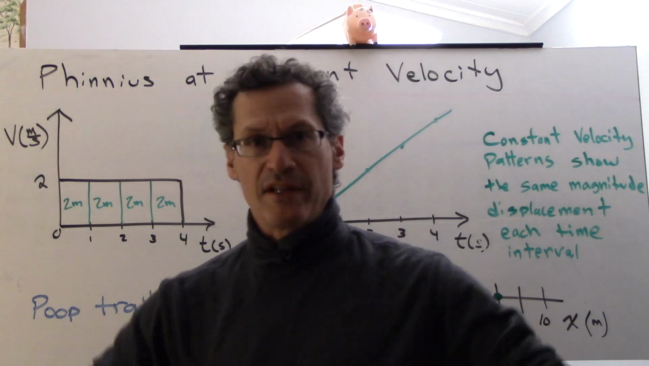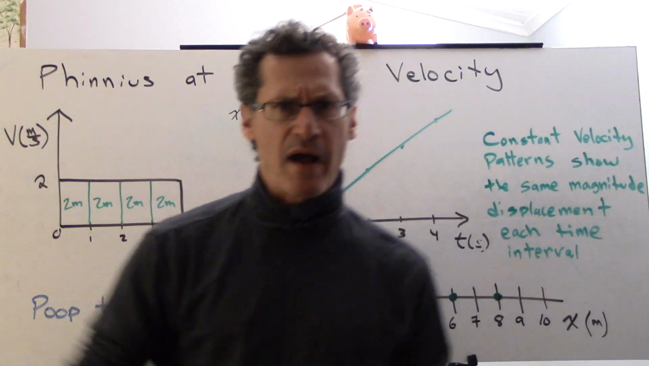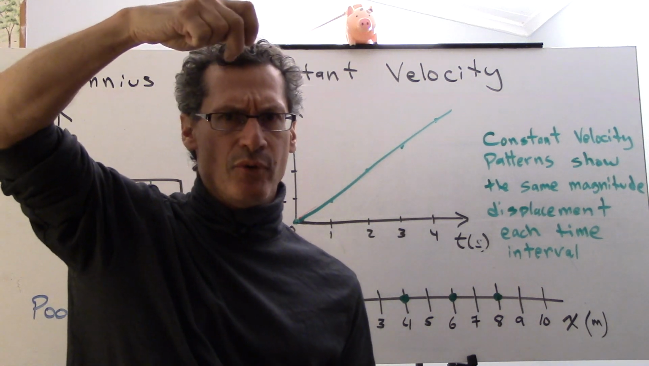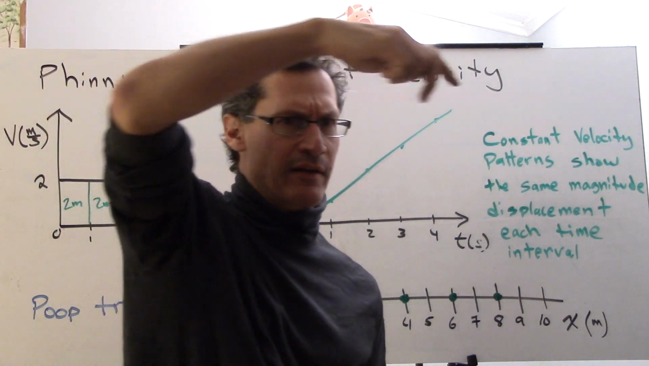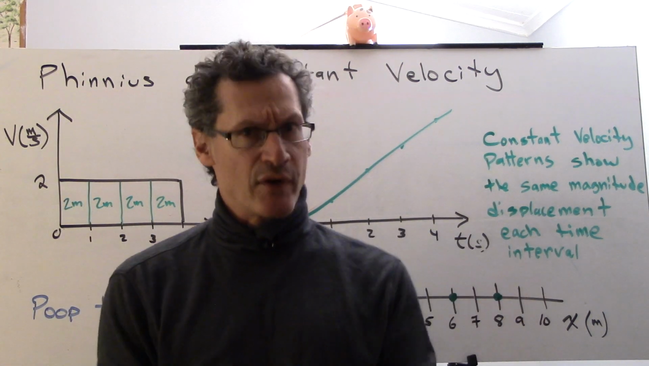Let's check out Phinnius and his remarkable talents when he flies at constant velocity. So of course, every second that goes by, he drops a single poop, just like this. So what we can do is track his motion based on the trail that he leaves.